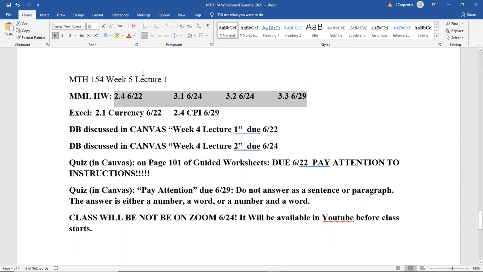We have our Excel 2.1 currency that's due today. I'm assigning the next one, which is 2.4 CPI. That will be due in 1 week on the 29th. We have a discussion board previously assigned due today. We have another discussion board previously assigned due on the 24th.